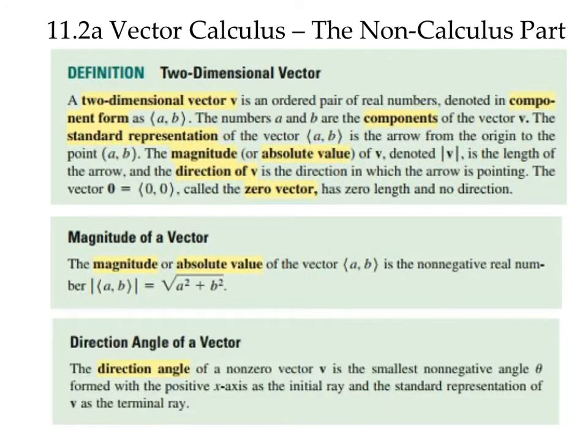The direction angle of a non-zero vector is the smallest non-negative angle formed with the positive x-axis as the initial ray, and the standard representation of v is the terminal ray. So I think that's all pretty clear. You should have seen it before. It should be pretty straightforward.